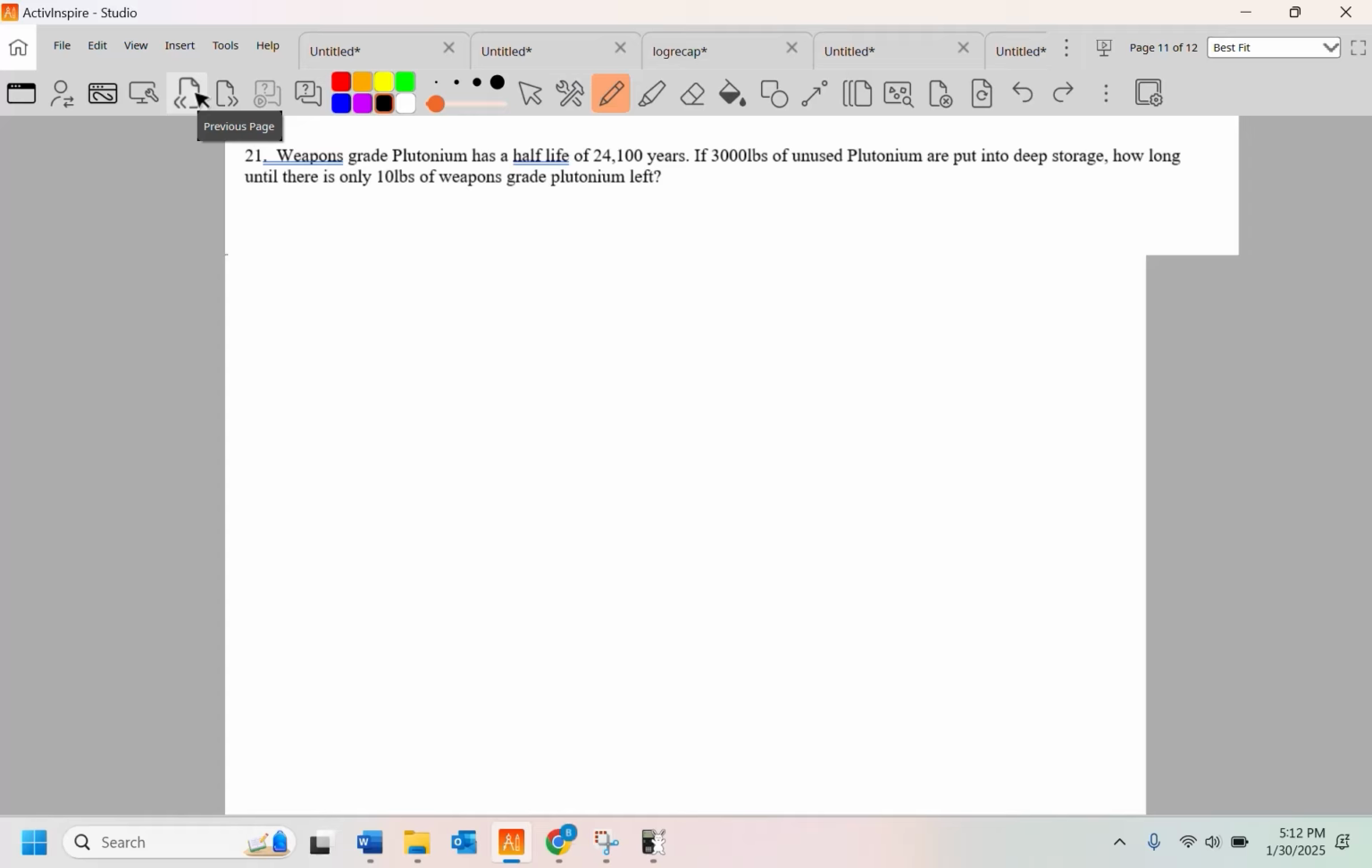Weapons-grade plutonium has a half-life of 24,100 years. If 3,000 pounds of unused plutonium are put into deep storage, how long until there is only 10 pounds of weapons-grade plutonium left? Now, unless I specify, I really don't care if you do Y1, Y2.